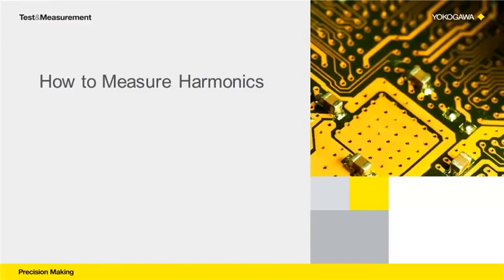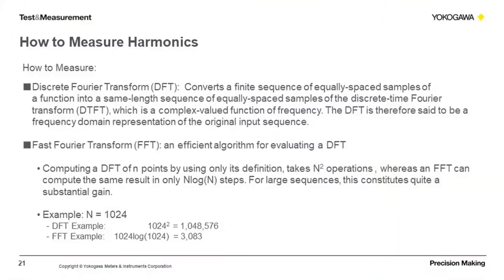We can measure the levels of triplen harmonics in our system by performing harmonic analysis on our system. But performing harmonic analysis is not as straightforward as you think. We are familiar with the fast Fourier transform, but there's another method called the discrete Fourier transform. The discrete Fourier transform, or DFT, is a powerful tool in digital signal processing as it finds the spectrum of finite duration signals. It does this by converting a finite sequence of equally spaced samples of a function into the same length sequence of equally spaced samples. The FFT, or fast Fourier transform, is, as the name implies, a faster method for evaluating a DFT.